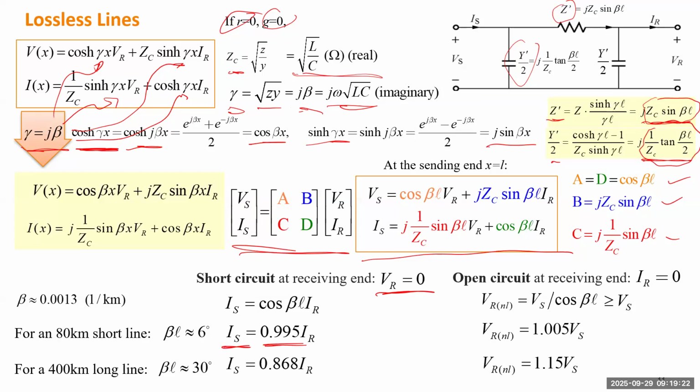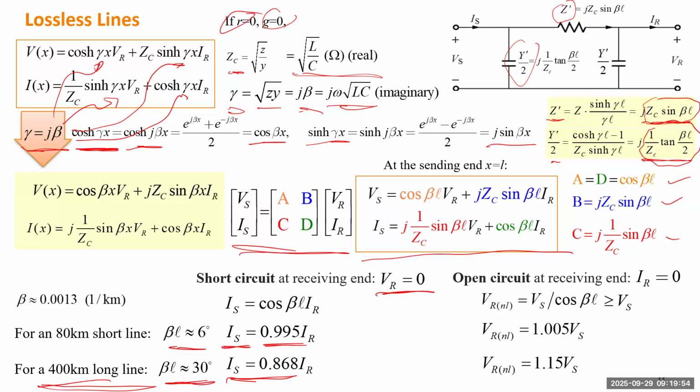For instance, if the line is not very long, it's only just 80 kilometer, this fault current will be about 99.5% of the fault current at the fault point. Okay, so which is very high. So even if you have a long line, like 400 kilometer, that will make the beta L be roughly 30 degrees. So the fault current on the source will still be more than 85%. It's still quite high.